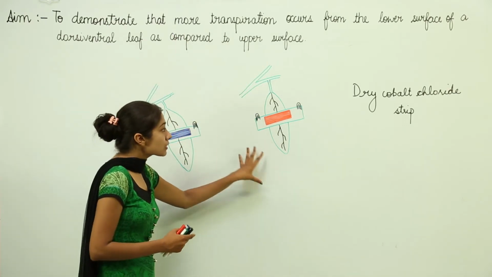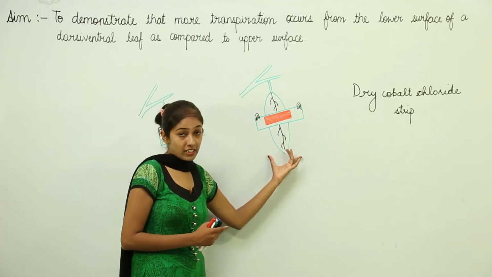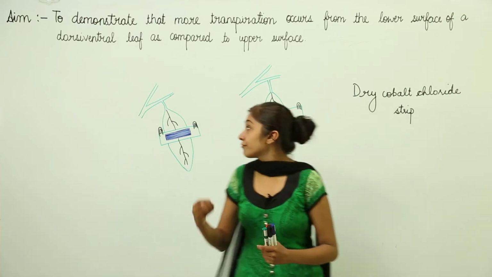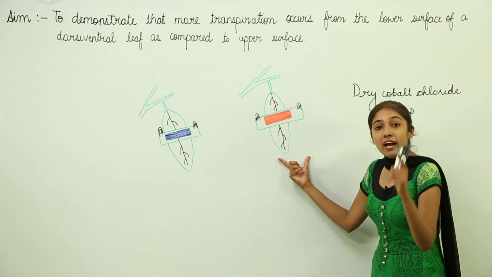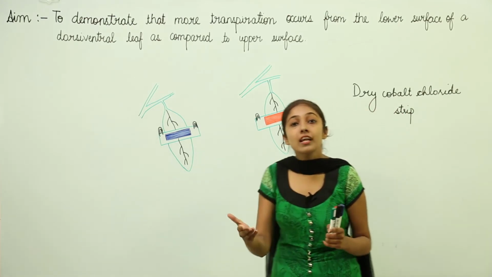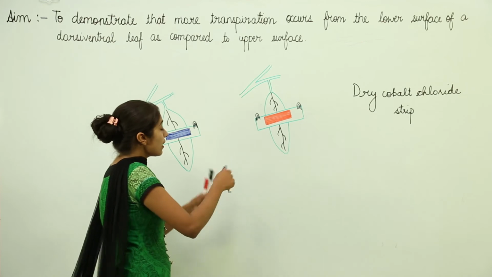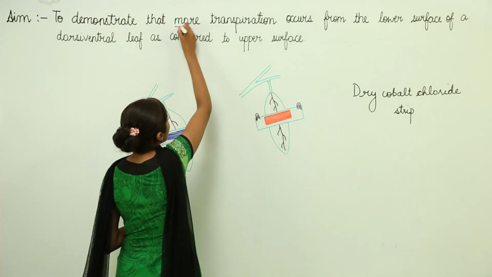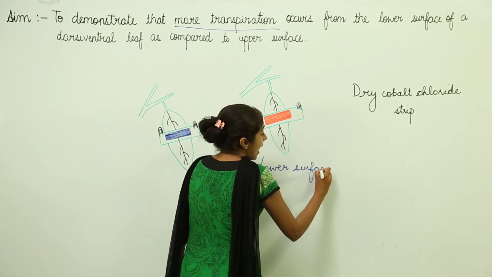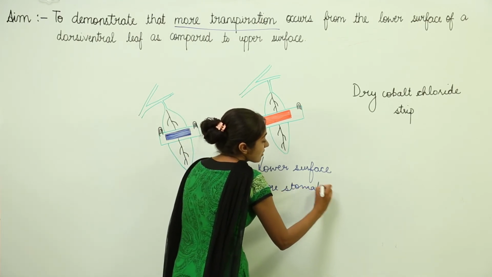So, hence by this experiment, we have proved that there is more transpiration which occurs at the lower surface of the leaf as compared to the upper surface of the leaf. And what is the reason for that? Because we have already studied that the stomatal pores by which this transpiration process occurs, by which this loss of water occurs, are more in number on the lower surface of the leaf than on the upper surface of the leaf. So, this experiment proves that there is more transpiration on the lower surface of the leaf. And why is it so? Because there are more stomata on the lower surface of the leaf as compared to the upper surface of the leaf.